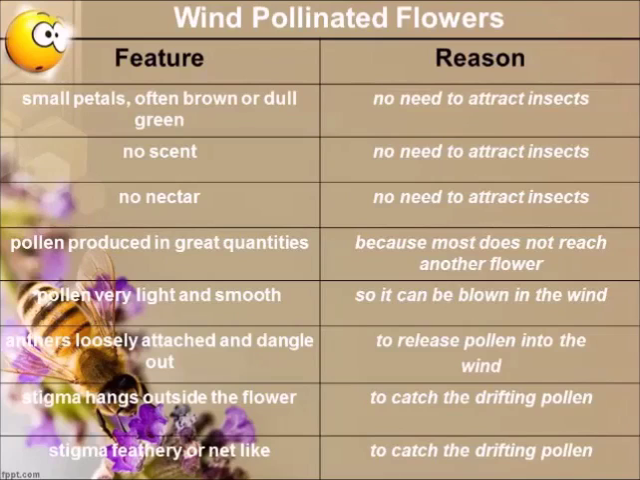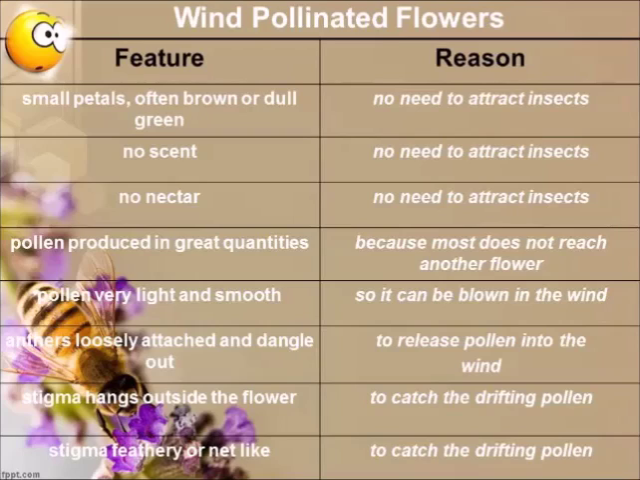Now, let's discuss the peculiar characteristics or adaptations in flowers that facilitate pollination by wind. For instance, plants that show wind pollination do not have large, brightly colored petals. Instead, they have small petals, often brown or dull green. Since such plants do not attract insects for pollination, they do not produce scent or nectar. But such plants do produce pollen grains in abundance because it has to be carried off to far-off places, and most of them fail to reach distant flowers.